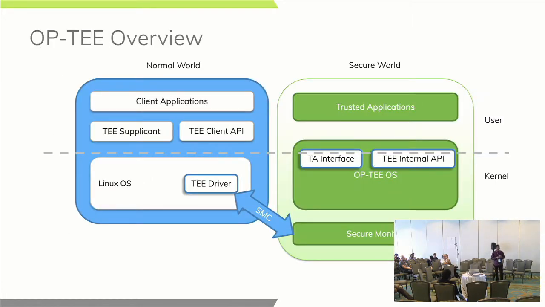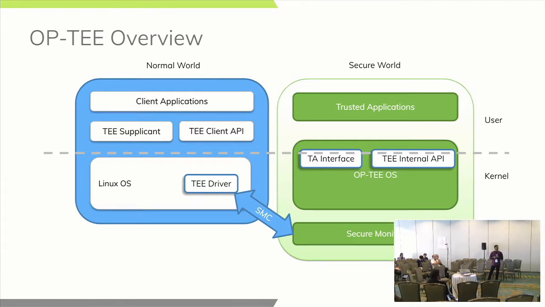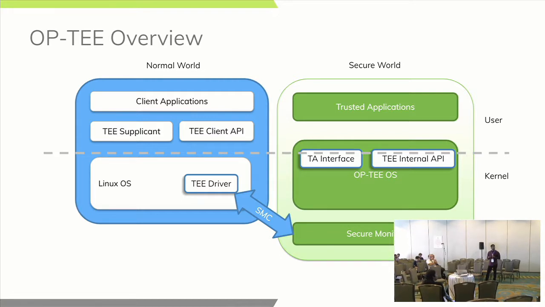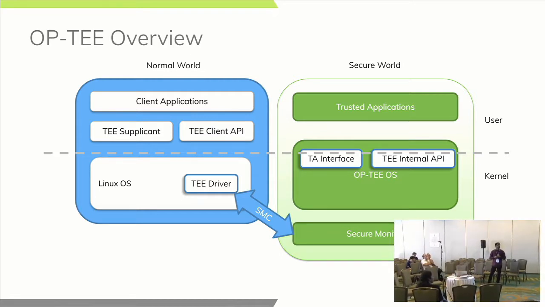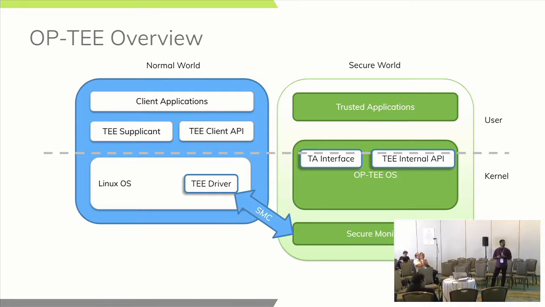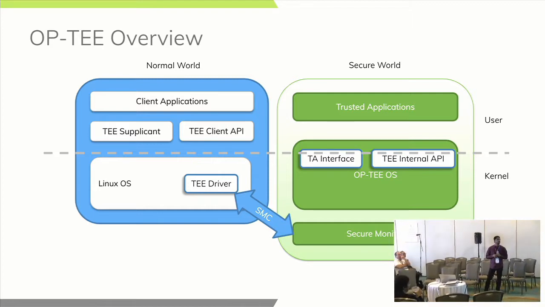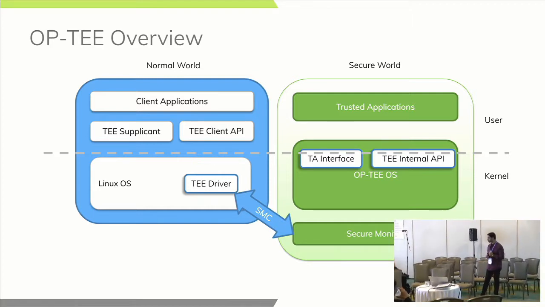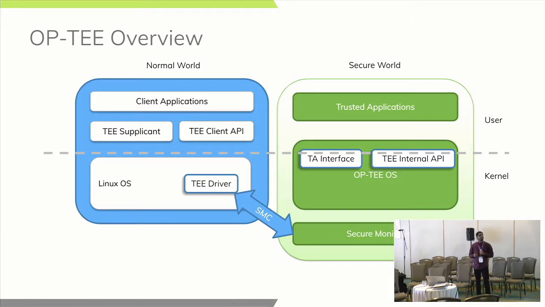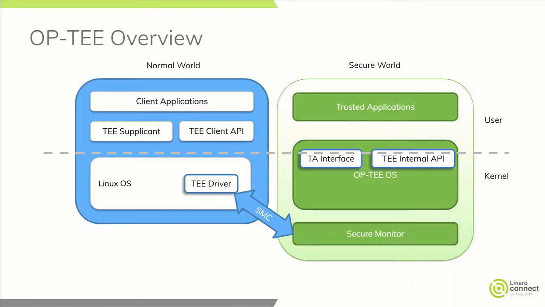So this is the typical diagram of the OP-TEE stack. It is divided into two parts, normal world and the secure world. On the normal world side, we have the client application, TEE supplicant, TEE client APIs, and in the Linux OS, we have the TEE driver. And on the secure world side, we have trusted applications, the OP-TEE OS, and the secure monitor, which is basically responsible for switching the context from the normal world to the secure world.